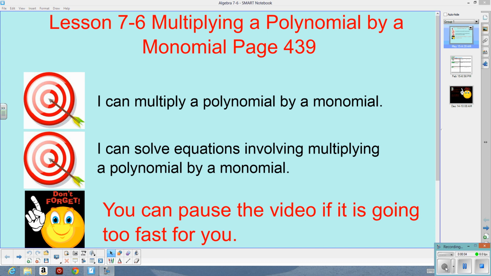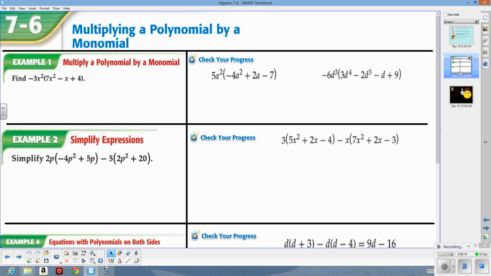In lesson 7.6, you will multiply a polynomial by a monomial, and you'll also solve equations involving multiplying a polynomial by a monomial. In example 1, we're going to multiply a polynomial by a monomial. It really is just distributive property, but more complex than what you've done in the past. So we're going to start by multiplying everything in the parentheses by negative 3x squared.